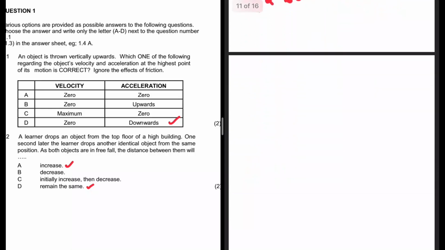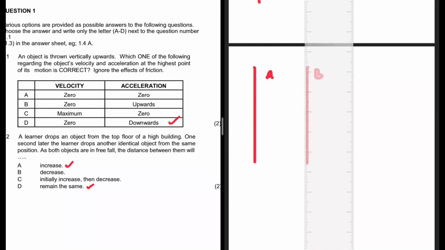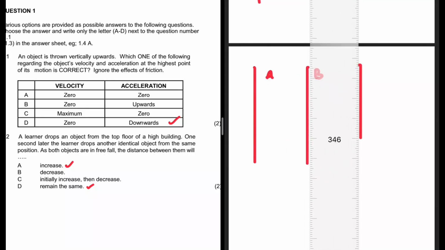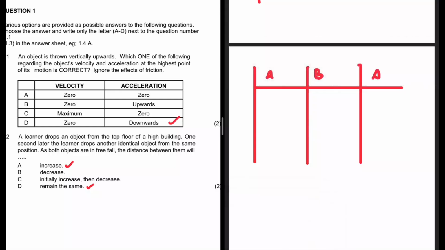So we have object A and object B. Let's just tabulate so that you can see what I'm talking about. So this will be the distance between the two objects. Okay, so let's do it like this. Ball A is dropped first, right? And then ball B is dropped after 1 second.